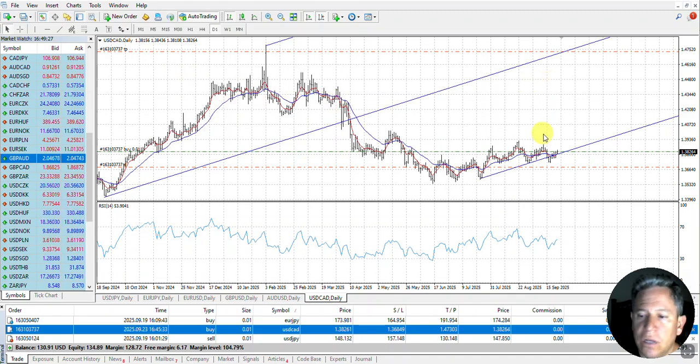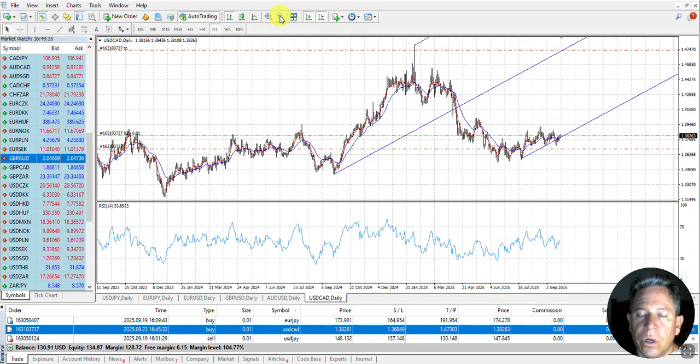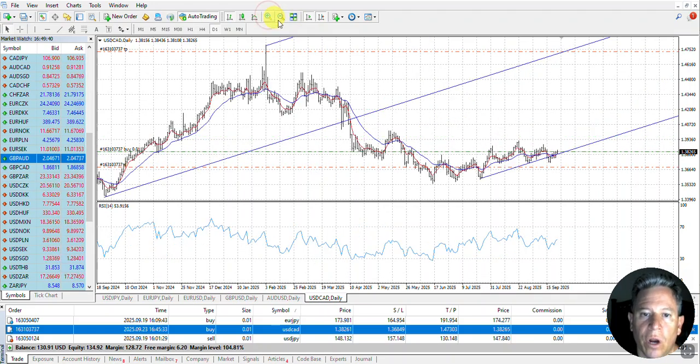I'm going to sit here and watch this, and over the next few weeks or a few days, we'll see what happens. We'll check in and see where this goes. But Andrews Pitchfork is a marvelous tool for projecting where price has a high probability of going.